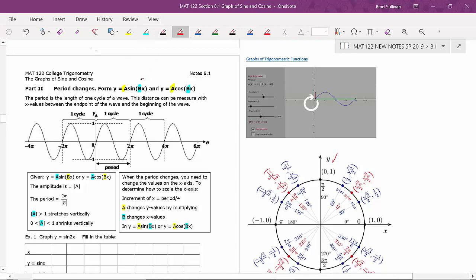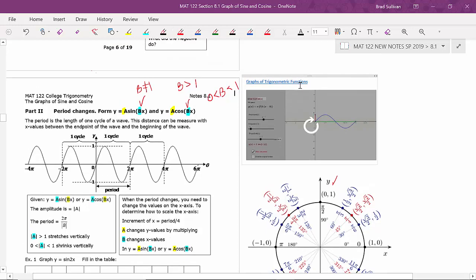And the period changes when b is not equal to 1. So if b is bigger than 1, something happens to the graph. And if b is between 0 and 1, something else happens to the graph.